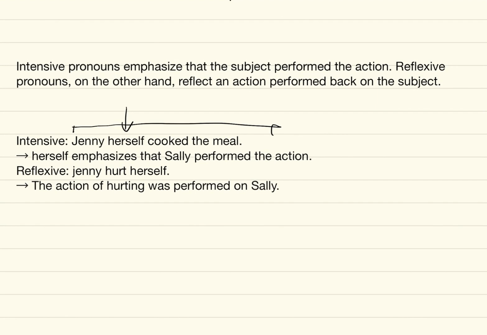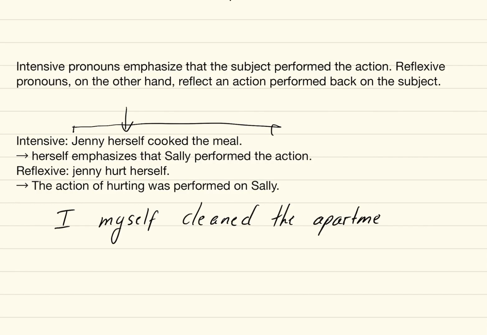Now there's a few different ways you can write them. You can say, for instance, I myself cleaned the apartment. So you can see here we're emphasizing I myself. It typically comes after the subject pronoun I. So I myself cleaned the apartment.